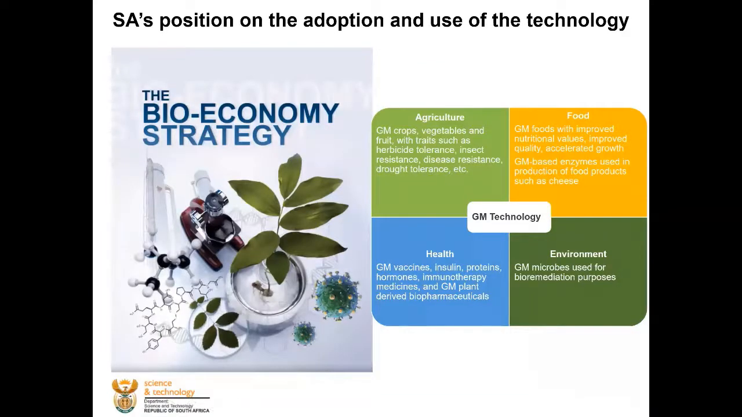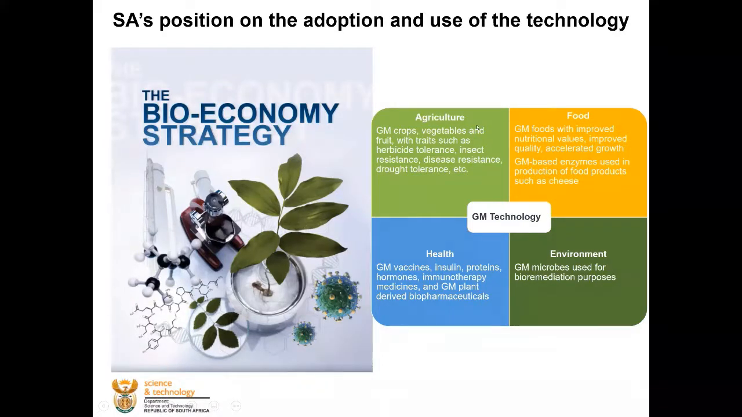Okay, I spoke about the Bioeconomy Strategy, which is under the Department of Science and Innovation. So this is the Bioeconomy Strategy, which is really a document that says, why is South Africa for the technology? Why has South Africa decided to take this route of adopting the technology and using it in every department? So they've got about 4 pillars, which this document talks about.